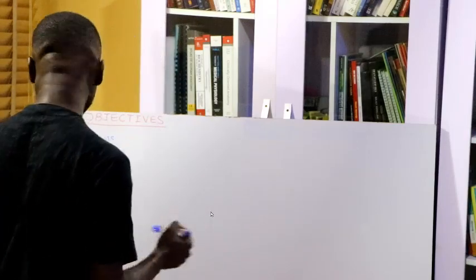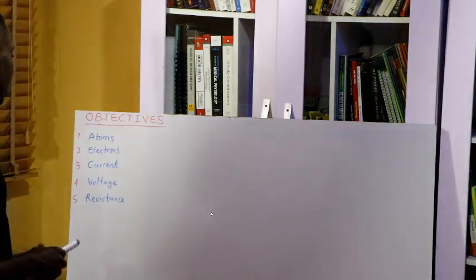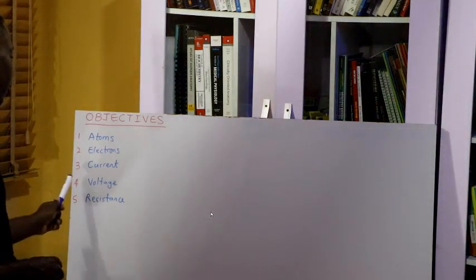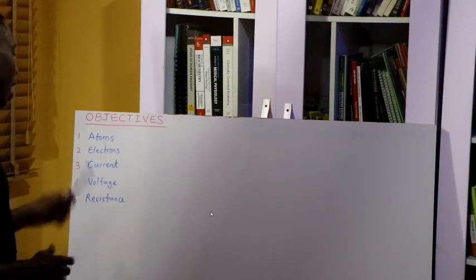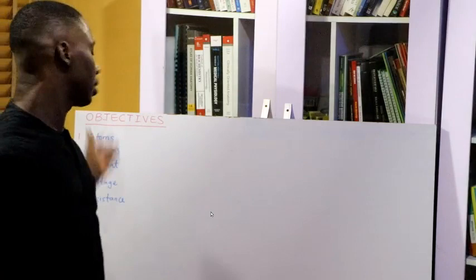Now, there are 5 things we're going to be looking at today. 1 is the atom, 2 electrons, 3 current, 4 voltage, and 5 resistance. For you to understand the science of electricity properly, these 5 concepts are concepts you have to fully understand. So the first thing we're going to be looking at is atom.